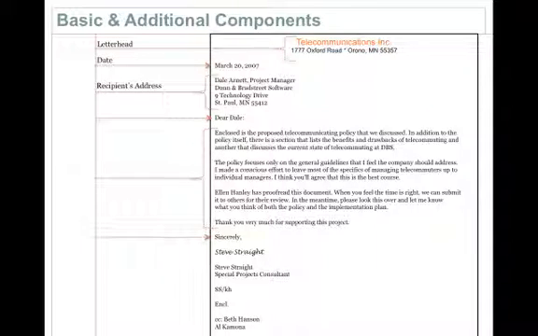The recipient's address uses the individual's full name. Do not use nicknames or shortened forms of the person's name unless it is preferred by the individual. Use the person's job title and the company's complete name. The address should include the state, post office box, city, state abbreviation, and zip code.